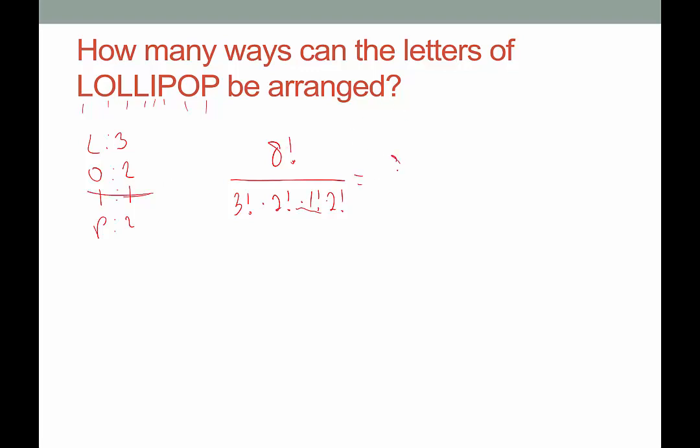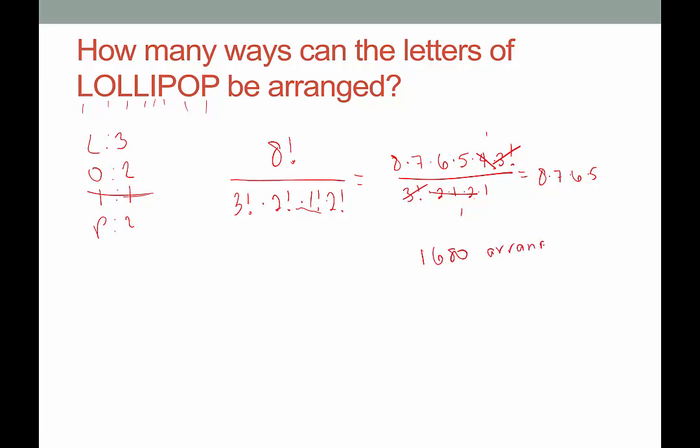Okay, so now let's expand. That would be 8 times 7 times 6 times 5 times 4 times 3 factorial over 3 factorial times 2 times 1 times 2 times 1. And again, if you don't want to include the ones, you really don't have to. In the denominator, we have 2 times 2, which is just the equivalent of 4, so I'm going to go ahead and just say those make a 1. What we're left with is 8 times 7 times 6 times 5 possible arrangements of the letters of lollipop. If we calculate this, we end up with 1,680 arrangements.